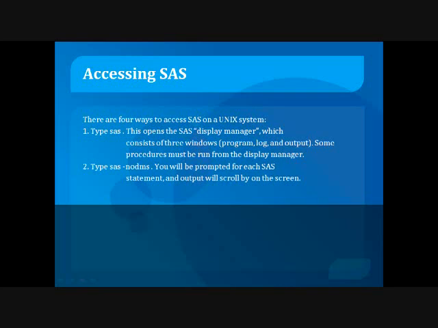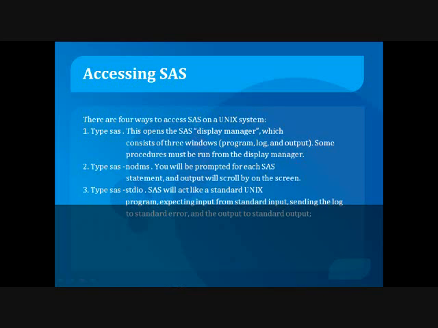Type sas -nodms. You will be prompted for each SAS statement and output will be scrolled by on the screen. Type sas -stdio. SAS will act like a standard Unix program, expecting input from standard input, sending the log to standard error and the output to standard output.